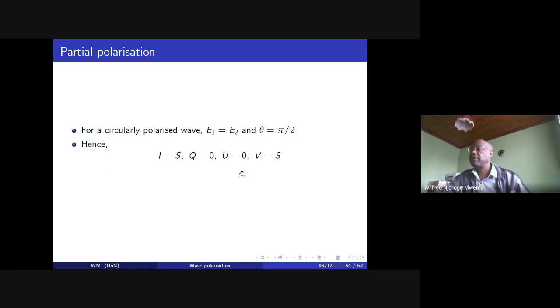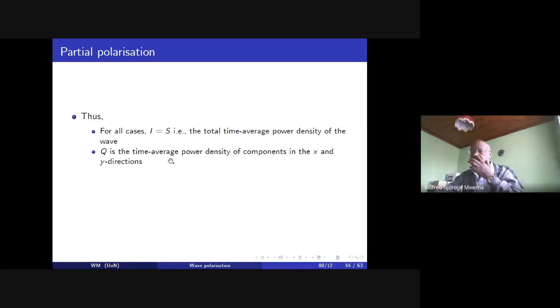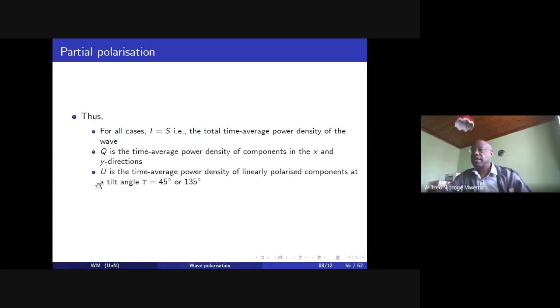And therefore we can have those equations appearing there. Okay, so in all cases, I is always equal to S, that is the total time average power density of the wave. Q is the time average power density of components in the x and y direction. And U is the time average power density of linearly polarized components at a tilt angle of tau equal to 45 or 135 degrees. And V is the time average power density of circularly polarized wave components.